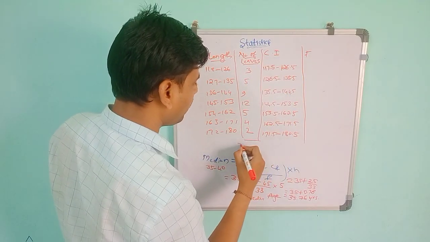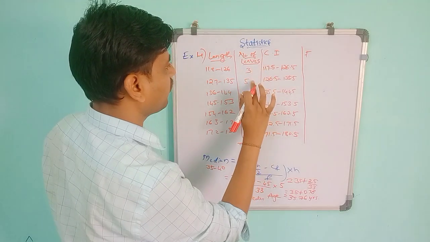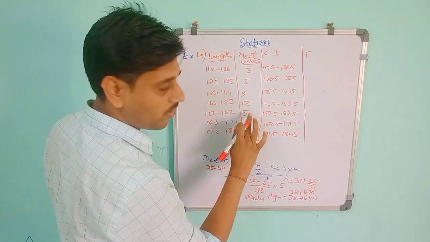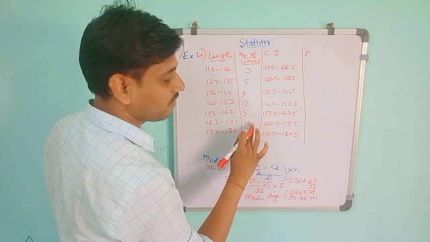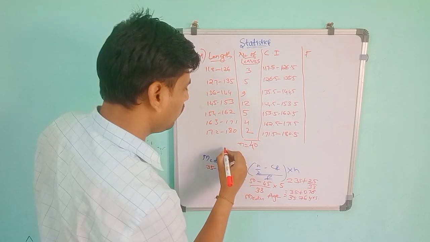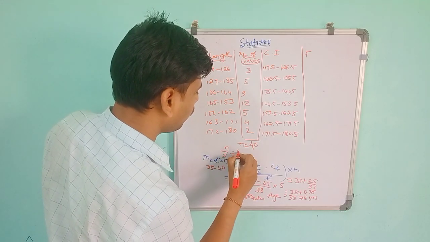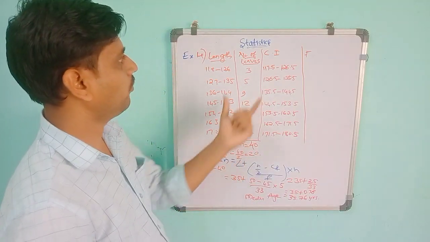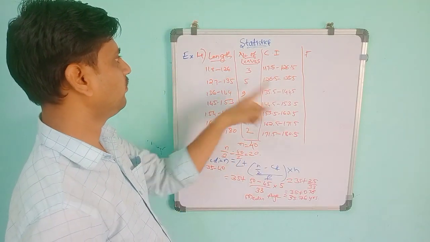Then you have to find the frequency. So frequency, that is n. You have to calculate n. 3 plus 5 is 8, 8 plus 9 is 17, 17 plus 12 is 29, 29 plus 5 is 34, 34 plus 4 is 38, 38 plus 2 is 40. So total n is equal to 40. So n by 2 means 40 by 2, this will give 20.